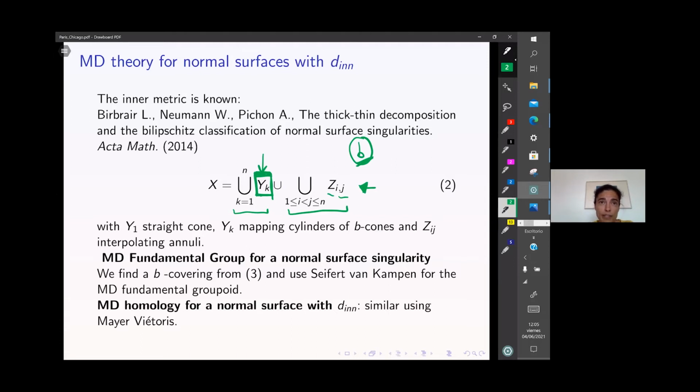Okay, and why? Because the diagrams where this Seifert-Van Kampen theorem, for example, is realized are completely parallel for the fundamental group of this simplicial complex, and for the moderately discontinuous fundamental group of this normal surface. So it is okay. This is how we do. We just use this in order to construct the good B covering to be able to use our tools.